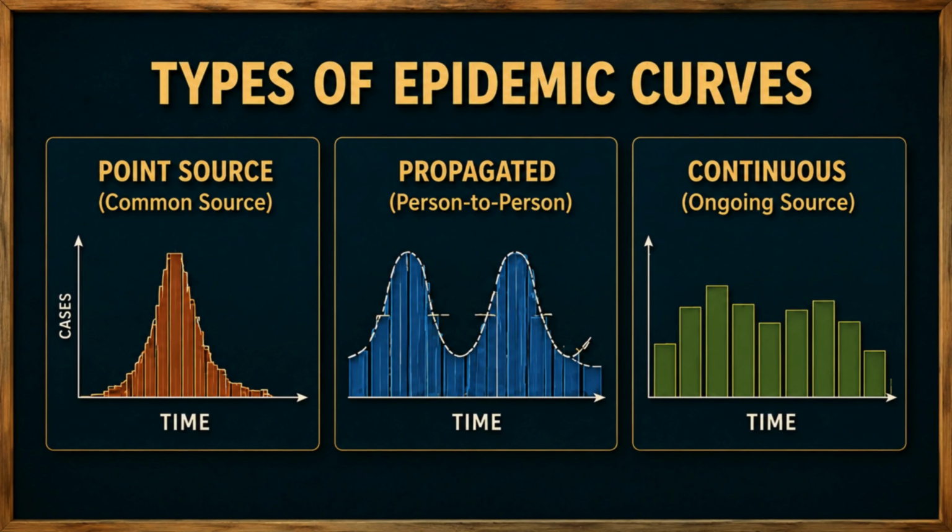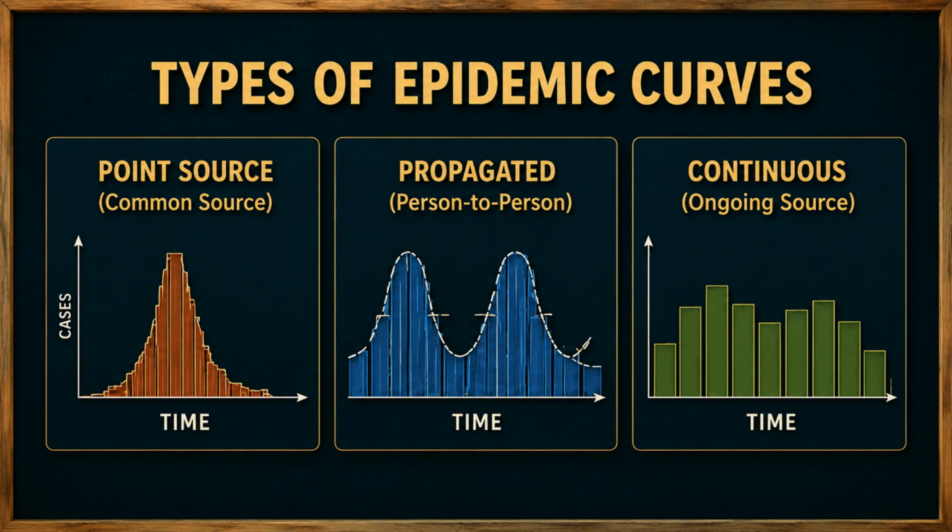Look here. There are 3 types of outbreaks. First, a point source outbreak is characterized by a single sharp peak. This occurs when many people are exposed to the same source at the same time, like contaminated food. Cases rise quickly and then decline once the cause is identified. Second, the propagated outbreak. This shows multiple waves of cases as the disease spreads from person to person. Each wave indicates a new generation of infections.